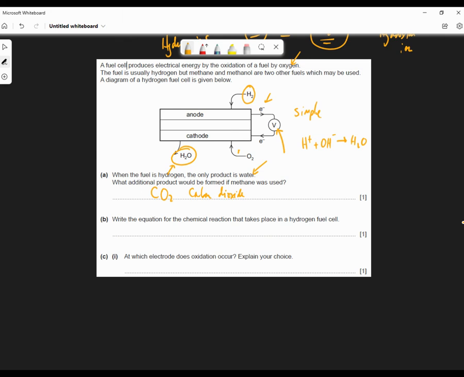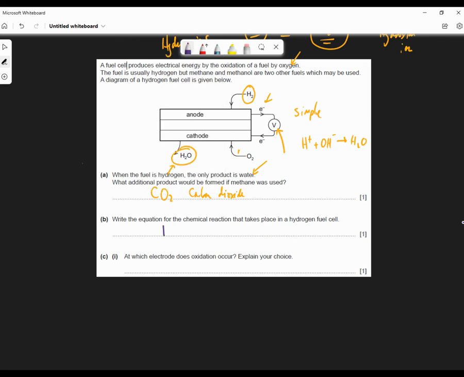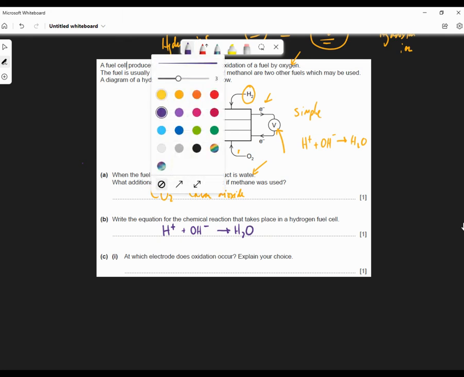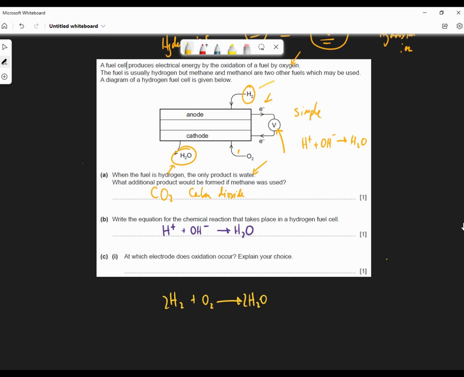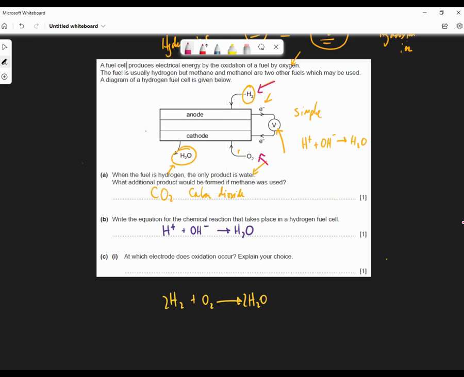Now, the overall reaction, this is not a very good question, is it? But the overall reaction is this: hydrogen ions react with hydroxide ions to form water. But a nice answer as well is that hydrogen reacts with oxygen to form water, because that's what's happening eventually, isn't it? We put hydrogen in, we get oxygen in, and we get water out. So the overall equation is this one.